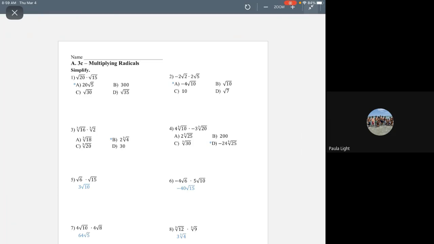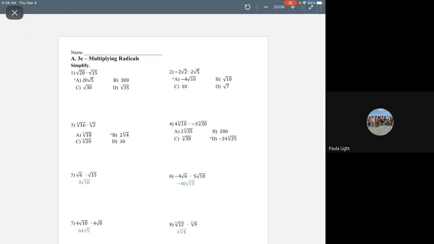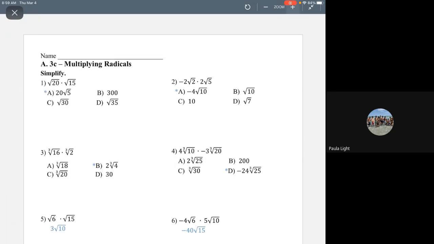Their answer is correct. Okay, are there any questions on how to do that? Zoom in a little bit. So the answer to number 2 is A.